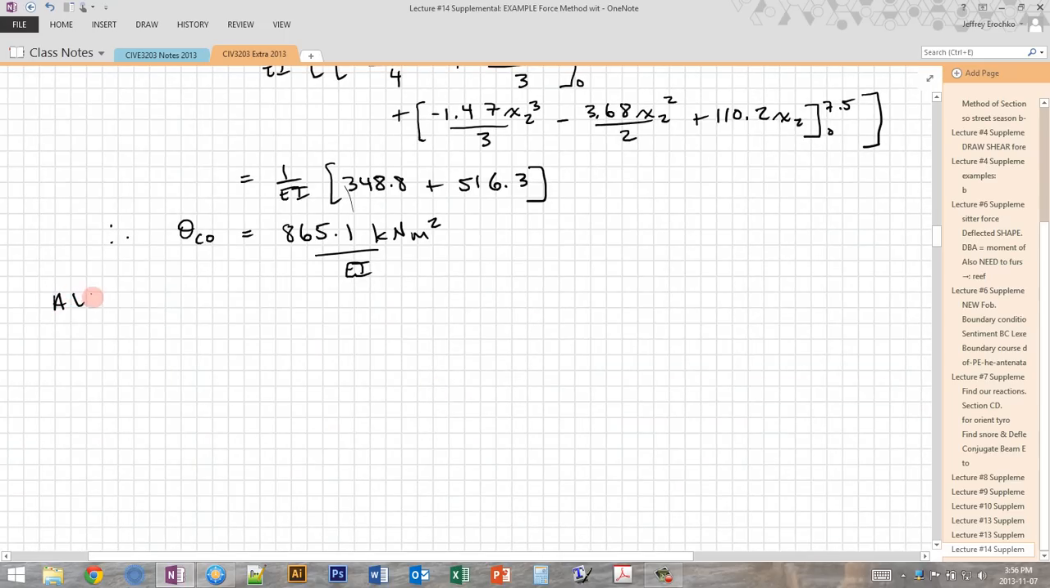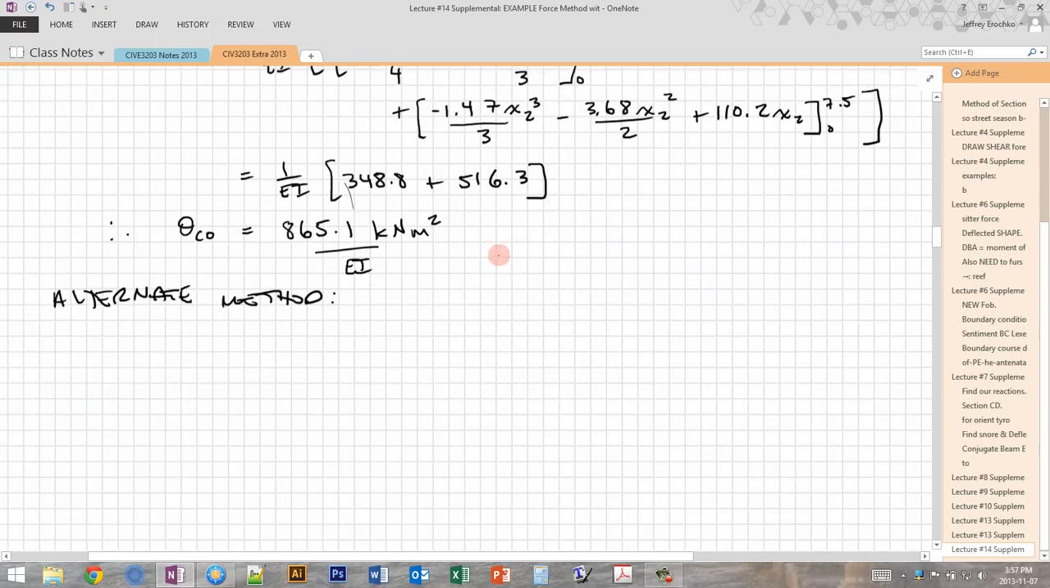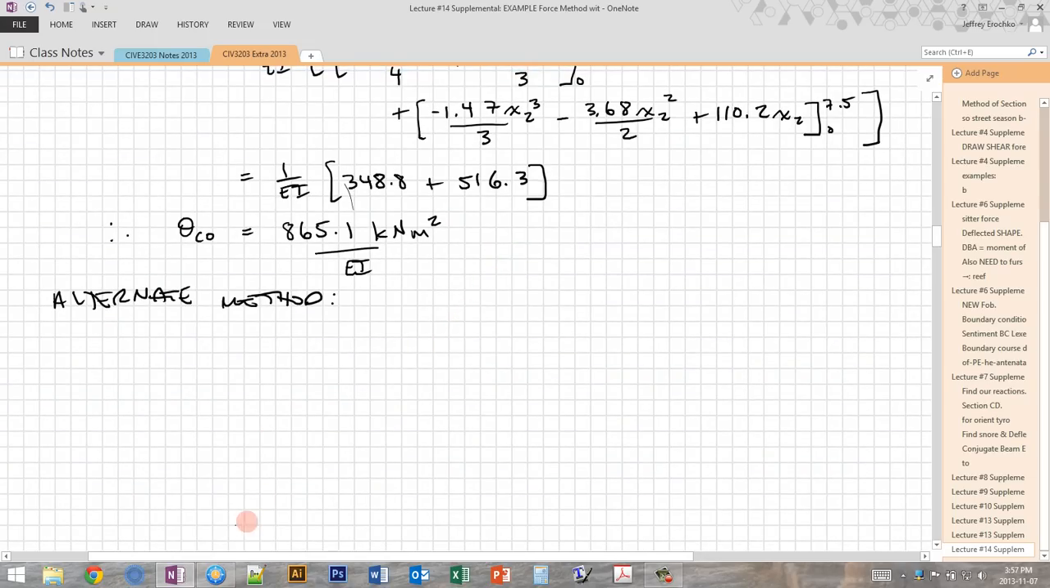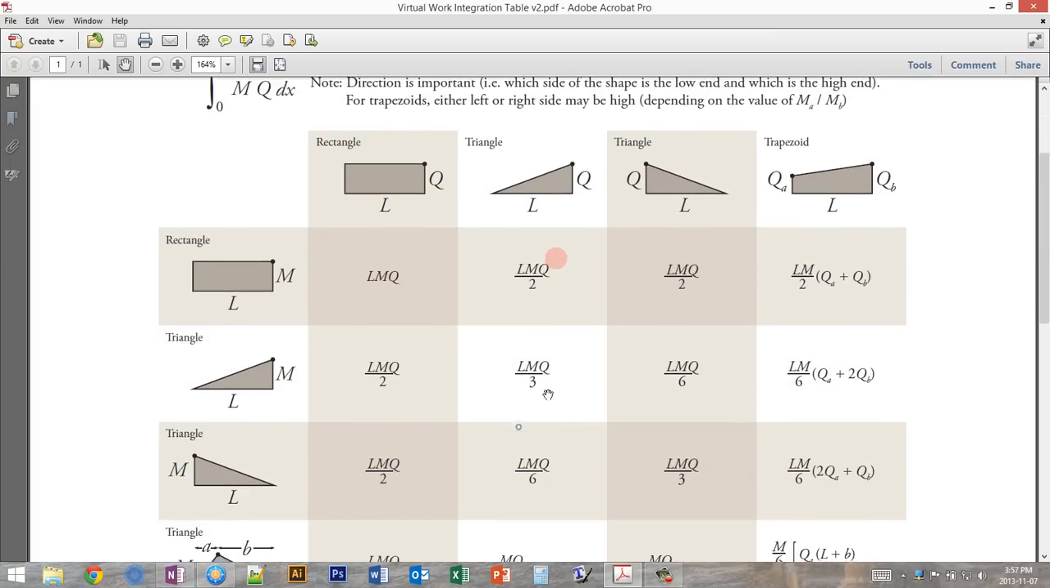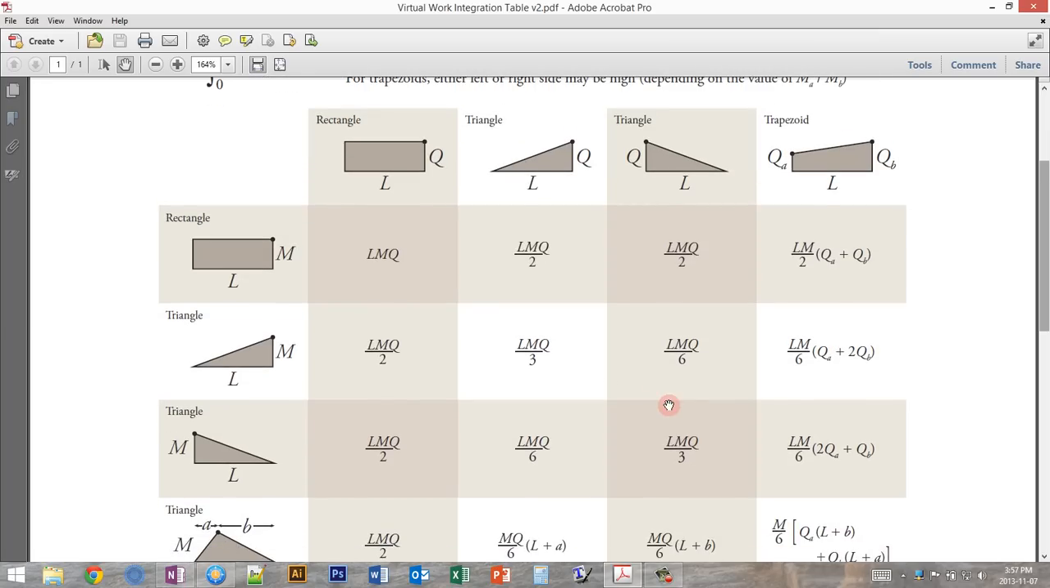So then there's an alternate method to do the virtual work, and it works out like this. We're going to use the integration table, and the integration table looks something like this. So you probably have seen something like this before. Okay, so you have one shape for the real system and one shape for the virtual system, and these are all the integrations for the products of the two shapes.